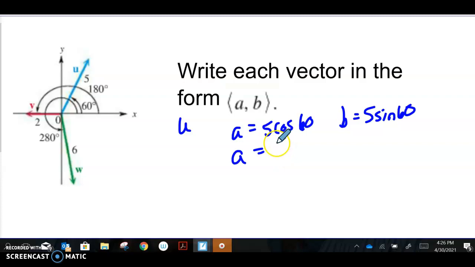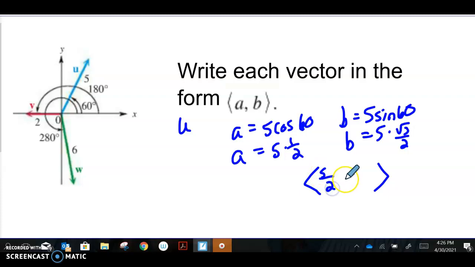So the cosine of 60 is what, a half? The sine of 60 is square root of 3 over 2. So if I wanted to write it in <a, b> form, I would write 5 halves, comma, 5 square root of 3 over 2. There's my <a, b> form for U.